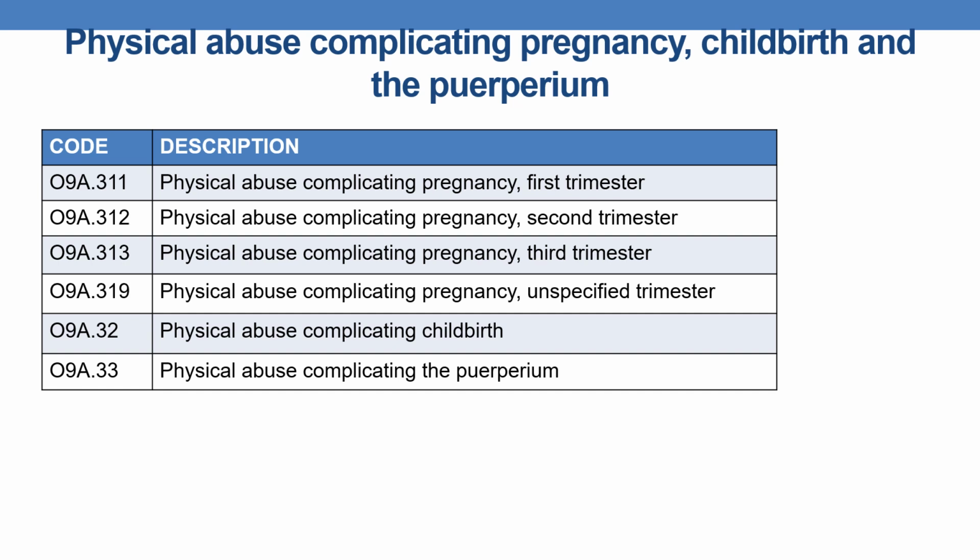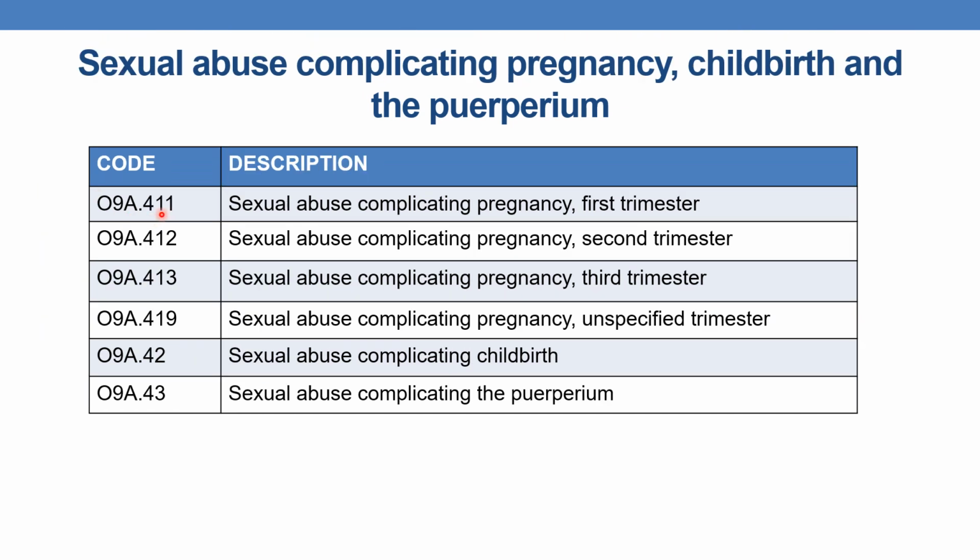Now coming to physical abuse, codes for physical abuse complicating pregnancy, childbirth and puerperium. It is given by O9A.3. So O9A.311 indicates physical abuse complicating pregnancy, first trimester. O9A.312 indicates physical abuse complicating second trimester. O9A.313 indicates physical abuse complicating third trimester. O9A.319 indicates physical abuse complicating unspecified trimester. And O9A.32 indicates physical abuse complicating childbirth and O9A.33 indicates physical abuse complicating the puerperium.